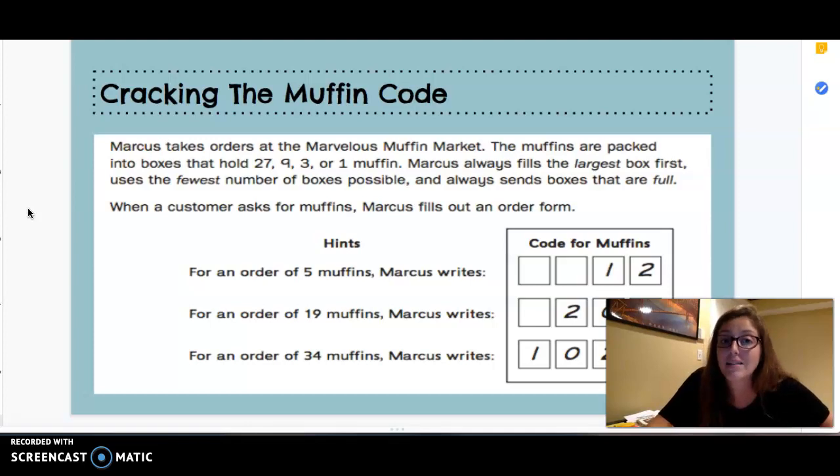The muffins are packed into boxes that hold 27, 9, 3, or 1 muffin, similar to Bob and his bagels, just with different numbers. Marcus always fills the largest box first, uses the fewest number of boxes possible, and always sends boxes that are full. So he's not going to send a box of 5 when there's only 4. He's going to use individuals.